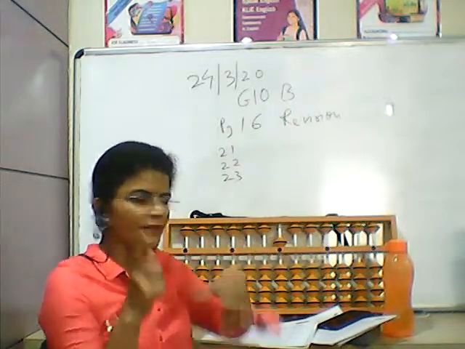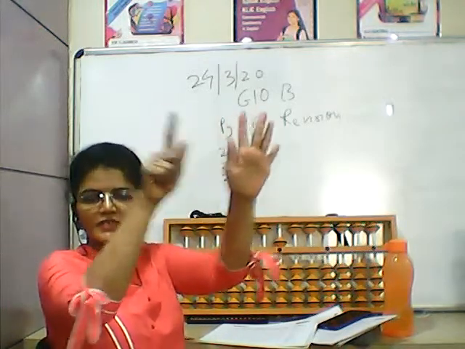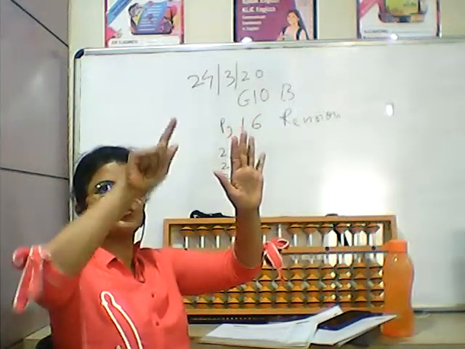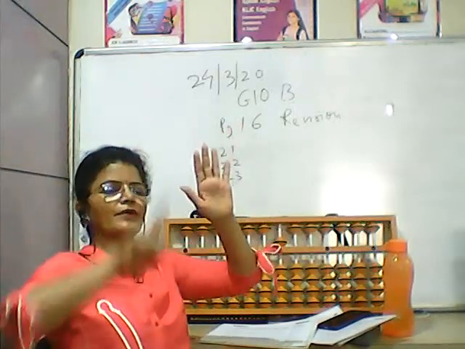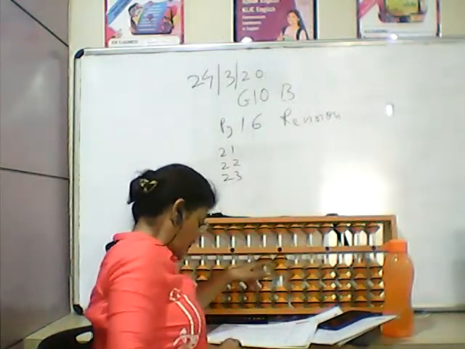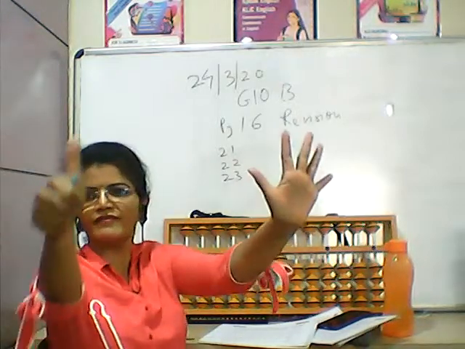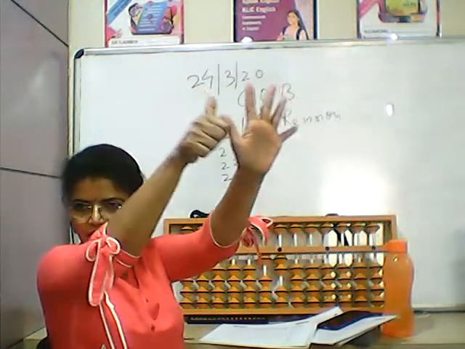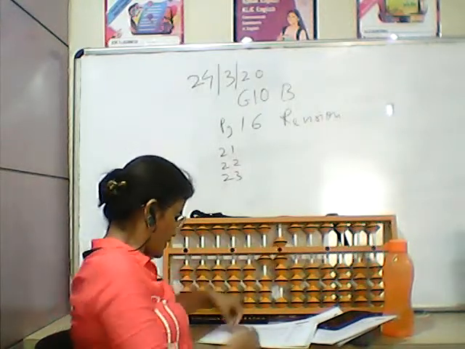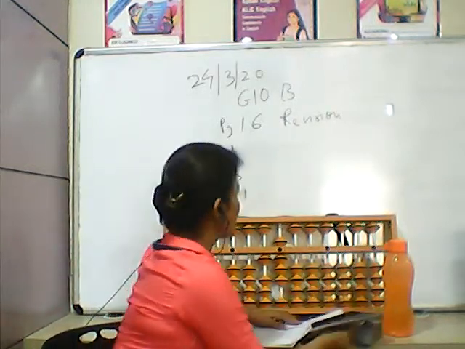Minus 3 to nahi hai. So mix complement. Plus 2, minus 5, plus 10. 2 up, 5 up, 10 up. 6, 5 and 1 close action, that is 1 and 8, 18.